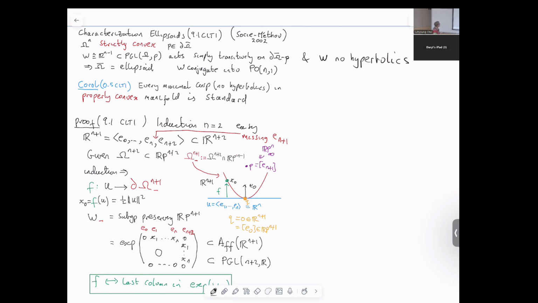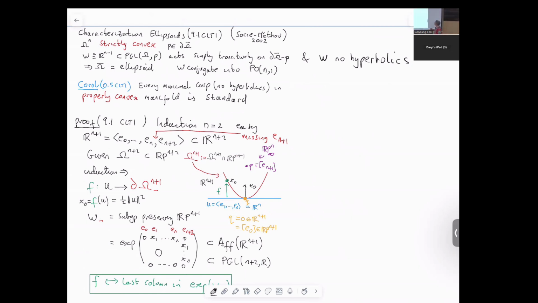And so there's a bit of work to go from strictly convex to properly convex. If you're interested in the details, it's in this paper. I'm going to sketch an alternative proof of Saucy-Mettu's theorem, which is to be found in this paper. So you can prove her theorem by induction on dimension. For surfaces, it's obvious.